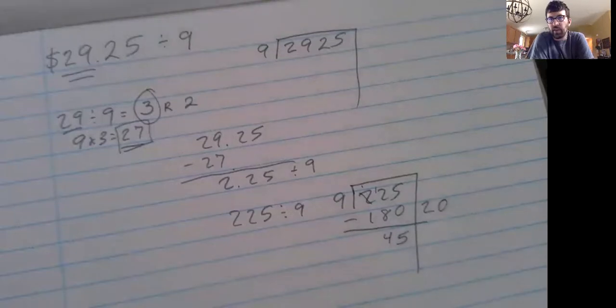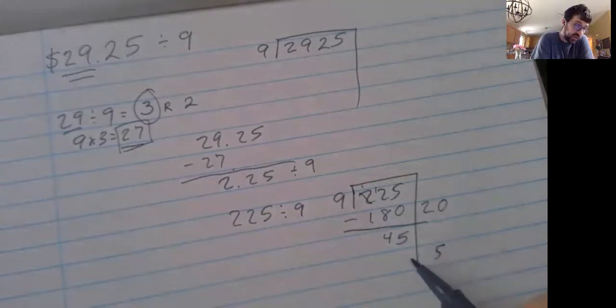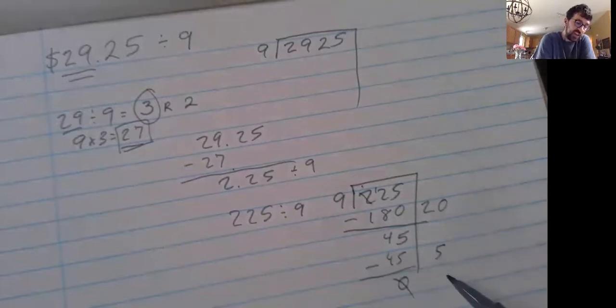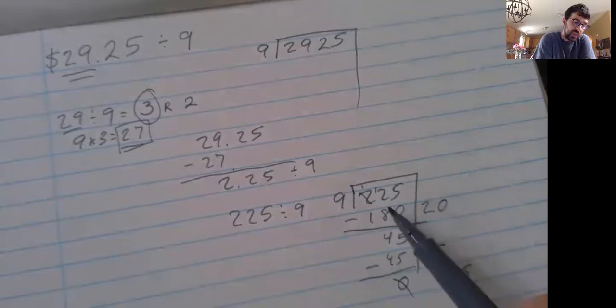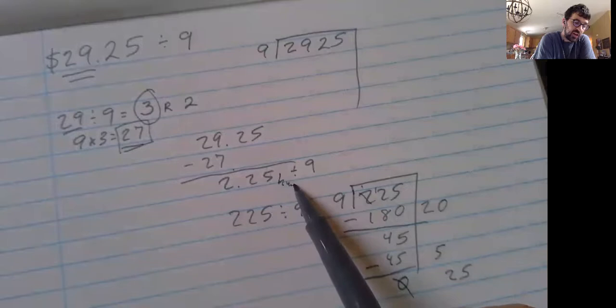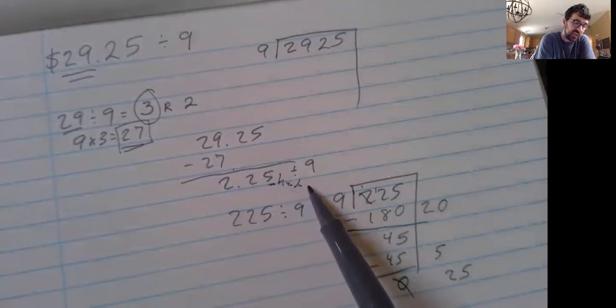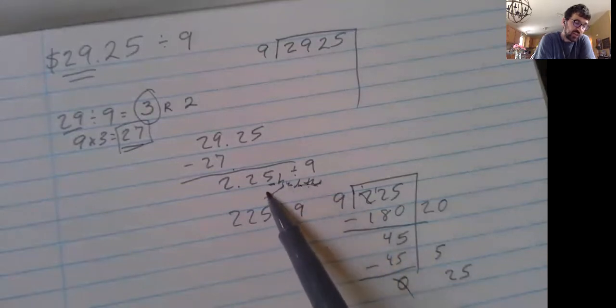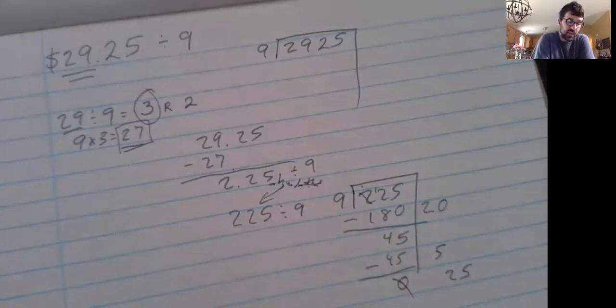Okay, 45. Then I got to ask myself how many 9s are there in 45, or what times 9 equals 45? The answer is 5, right? Gets me to 45. Subtract, now I'm down to 0. We're good. Add this together, and that equals 25. But remember, this was 225 hundredths, right? These are hundredths, okay? So this right here is actually 225 hundredths. So this right here is 25, but it's going to be 25 hundredths, right? You also could call that 25 cents.